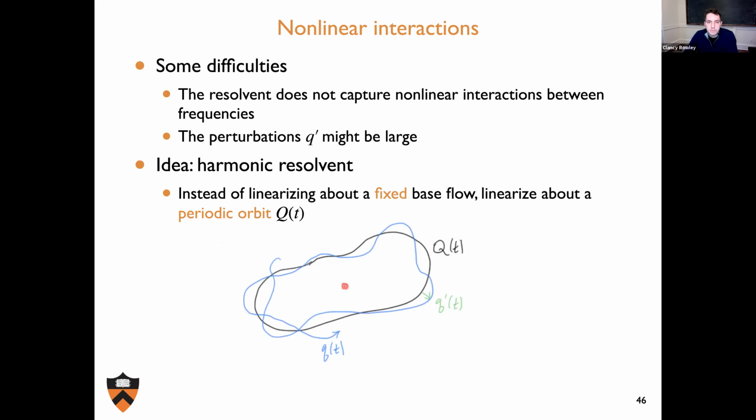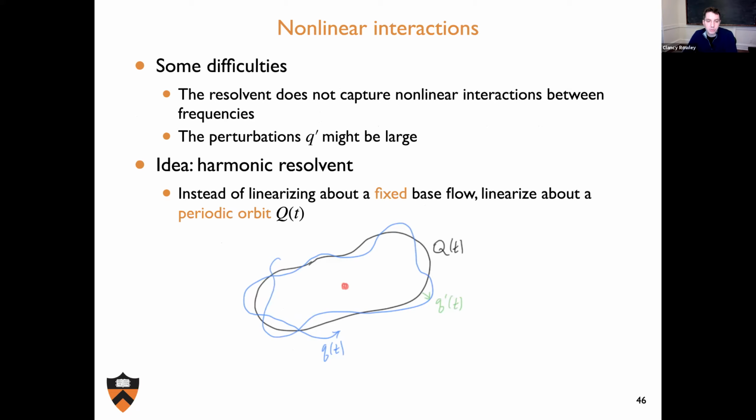Okay, so some difficulties with this: it is very good at capturing the amplification of disturbances at one frequency, omega, but it doesn't say anything about nonlinear interactions between frequencies. And that's one thing we want to capture here. Also, the perturbations Q prime might be large, and we might be interested in how those larger perturbations evolve.